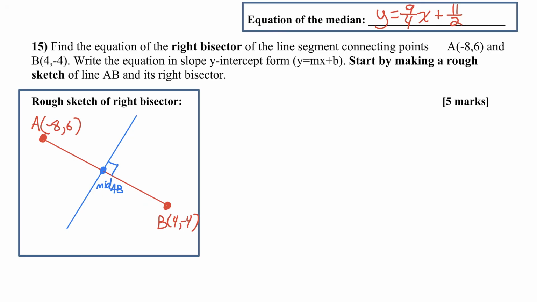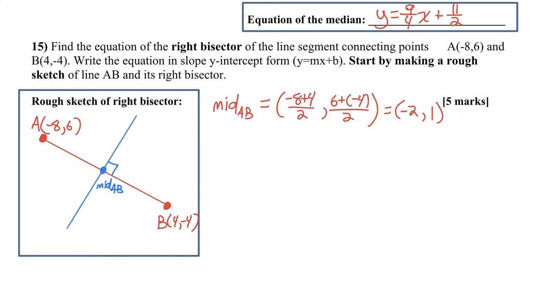To write that equation in the form y equals mx plus b, I'll have to first find that midpoint. I need to add the x's and divide by 2 to find their average, and then add the y's and divide by 2 to find their average. If I evaluate each of those expressions, I get negative 2, 1 as the midpoint of line AB. The next thing I'll want is the slope of the right bisector. Since it's perpendicular to AB, I'll start by finding the slope of AB and then doing the negative reciprocal of that slope.